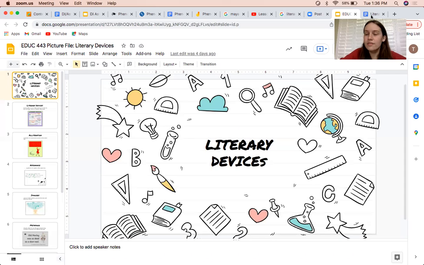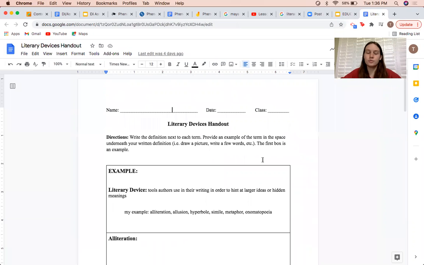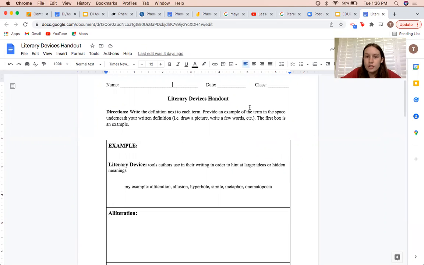Hi, everyone. So I'm going to start this lesson off on our literary devices by sharing my screen. So we should all have in front of us this literary device handout. I'm going to go through and show you how I expect you to complete this handout. And this handout is for your benefit. It's going to be used as a reference later on in the lesson. So it is really important that you get as much information as you can down.